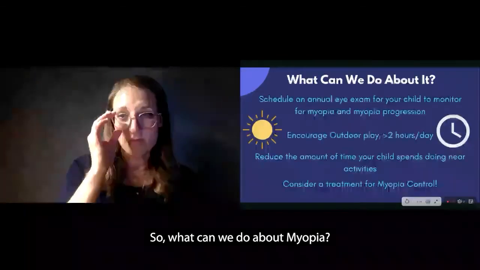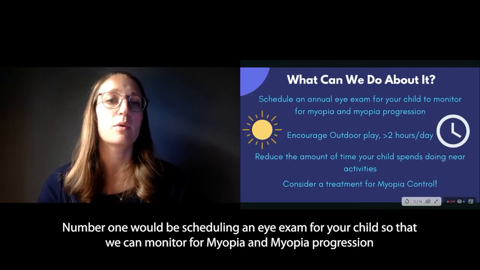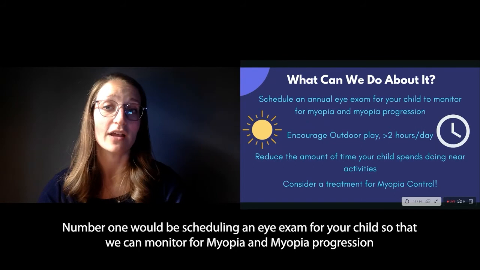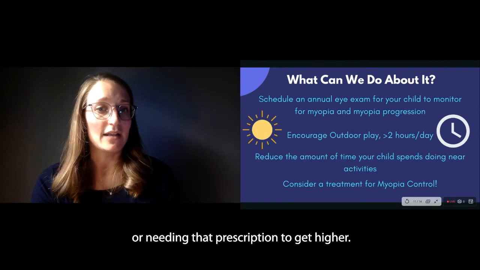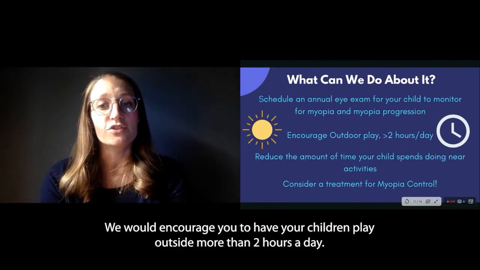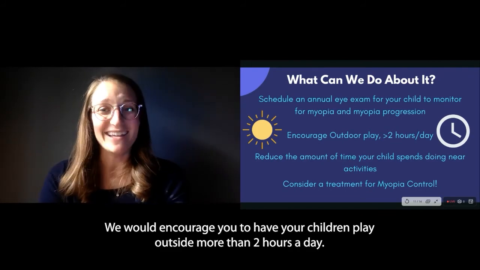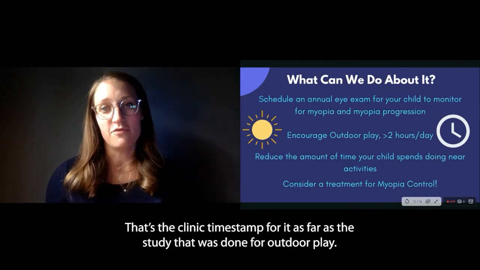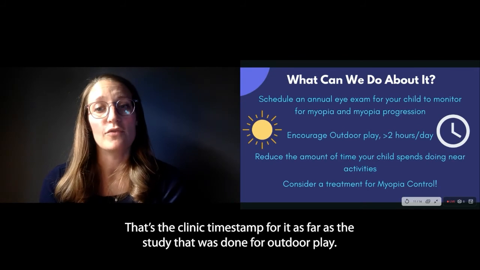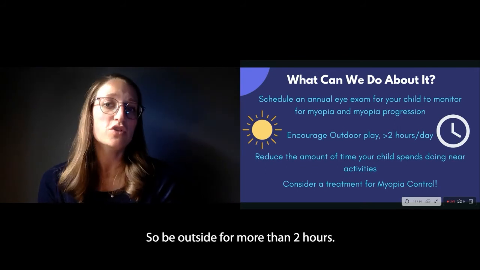So what can we do about myopia? So number one would be scheduling an eye exam for your child so that we can monitor for myopia and for myopia progression, or that prescription getting higher. We would encourage you to have your children play outside, so more than 2 hours a day. That's the clinic timestamp for it as far as the study that was done for outdoor play, so you have to be outside for more than 2 hours.